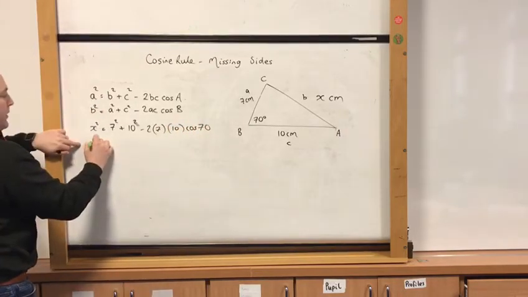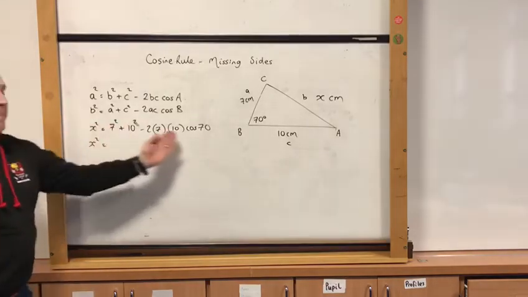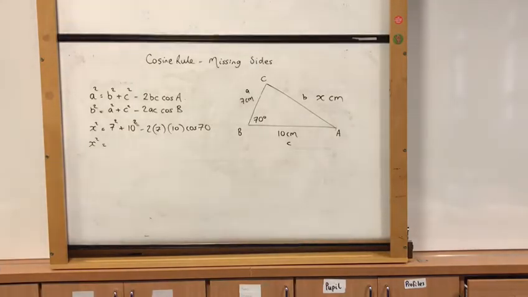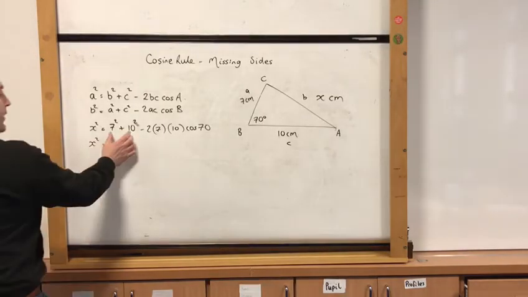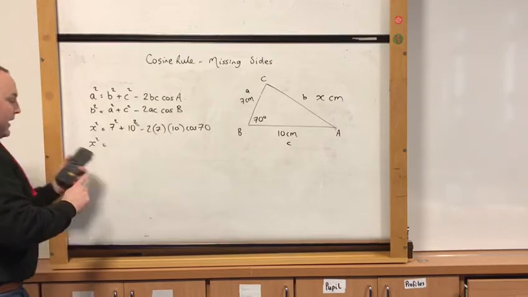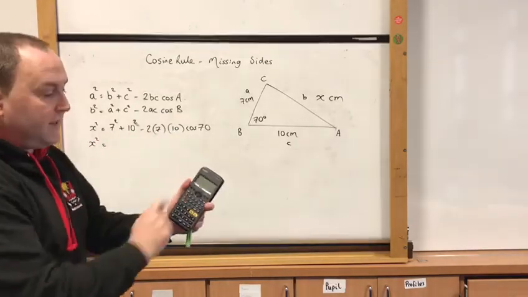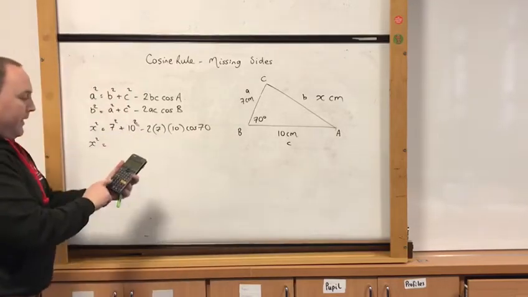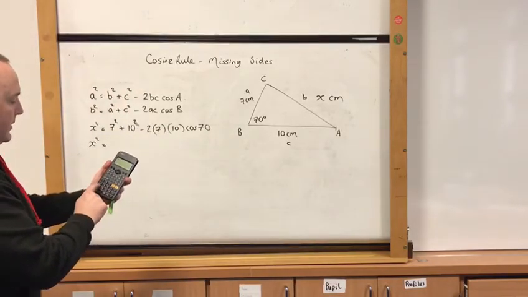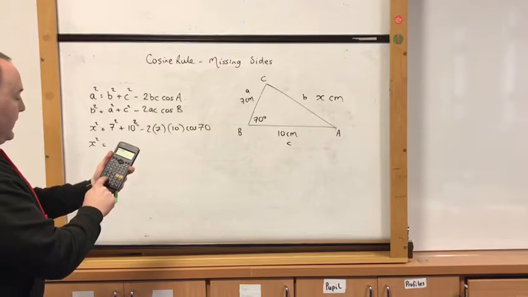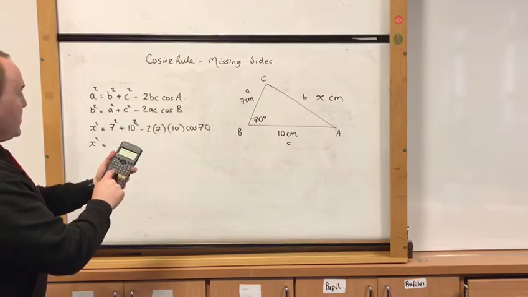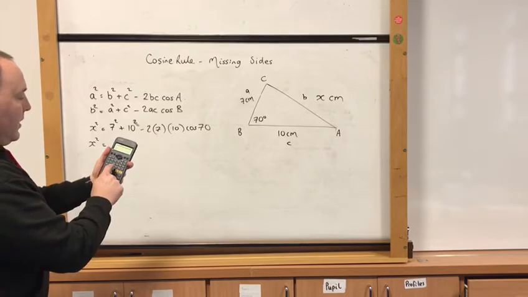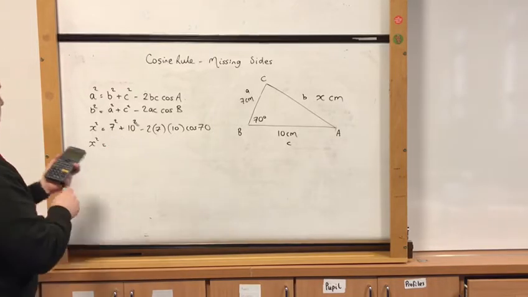Okay, now mark for substitution, please make sure you do that. Just evaluate the formula by substituting in the values, and then with your calculator make sure it's in degrees, and input that in, okay? So 7 squared plus 10 squared minus 2 bracket 7 close bracket 10 bracket cosine 70 close bracket, okay?